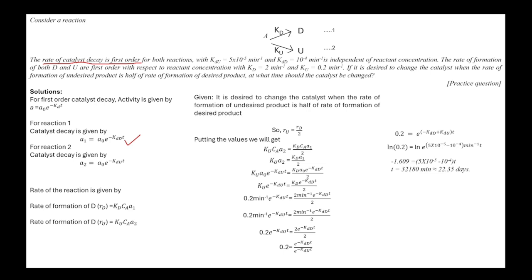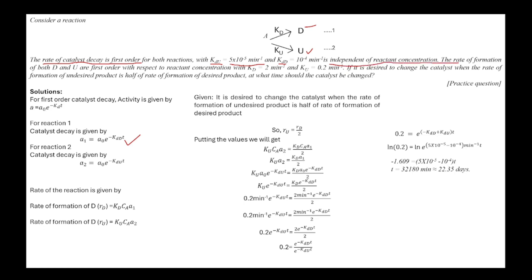So this is the decay constant for each reaction. This is the decay constant for the undesired product. This is the decay constant for the desired product. D is desired, U is undesired. Always remember, decay constant and reaction constant are two different things. It is independent of reactant concentration.